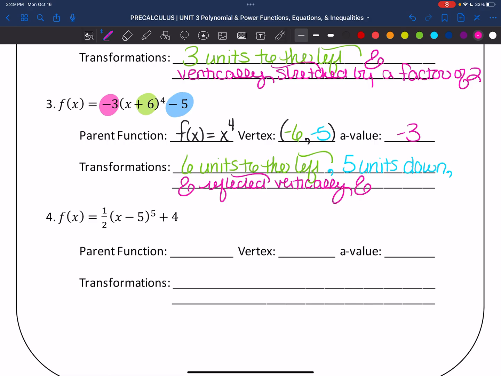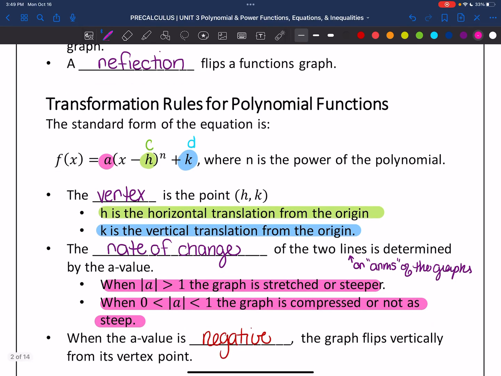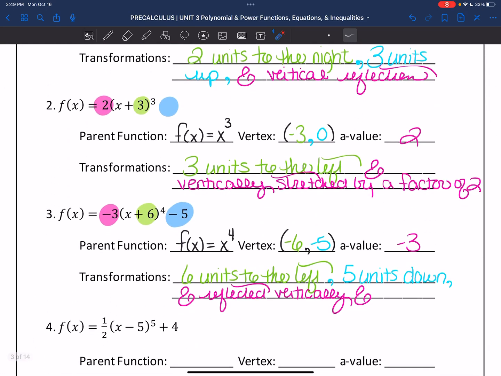And not only that, but because the absolute value of -3 falls into this category, greater than 1, it is going to be quite a bit steeper. So it is stretched by a factor of 3. So it's reflected vertically and stretched by a factor of 3.